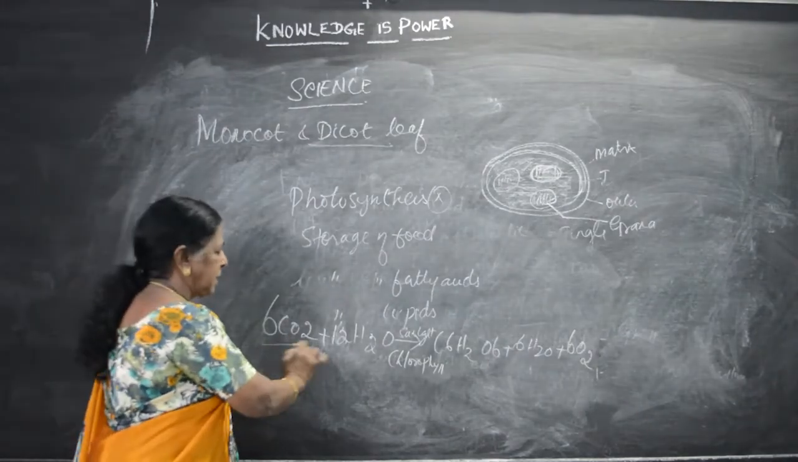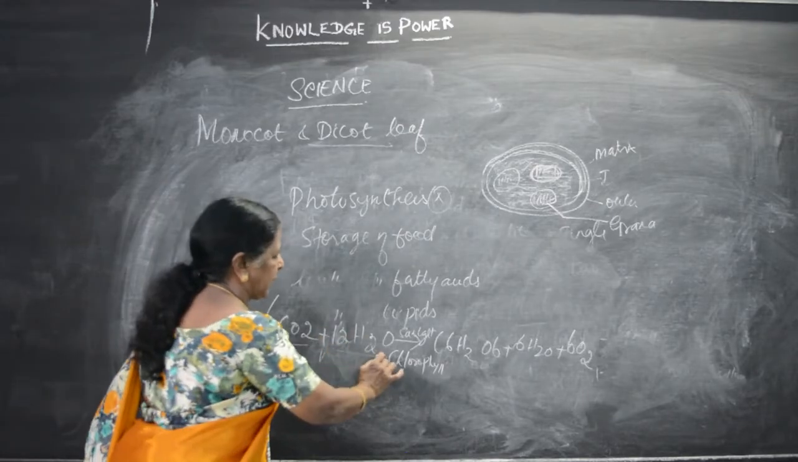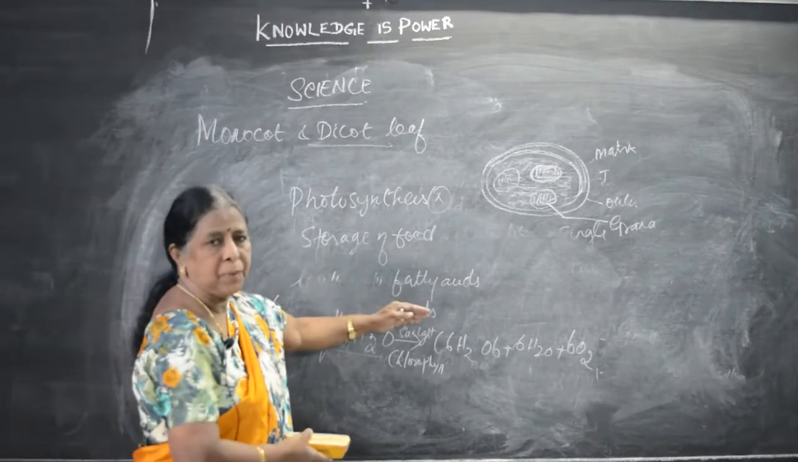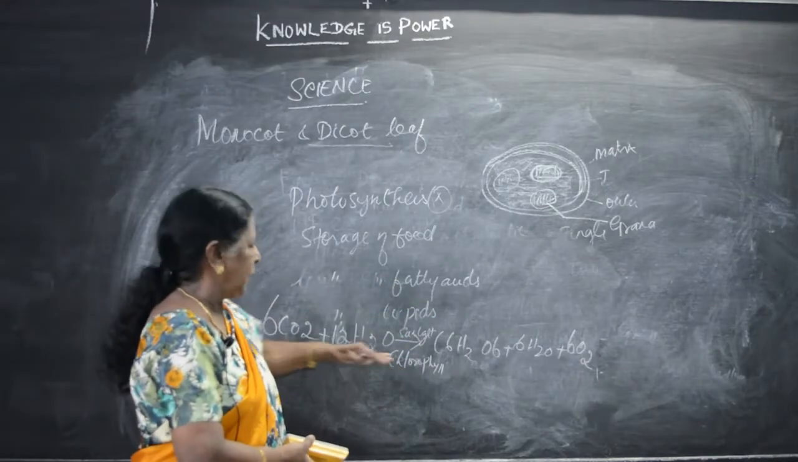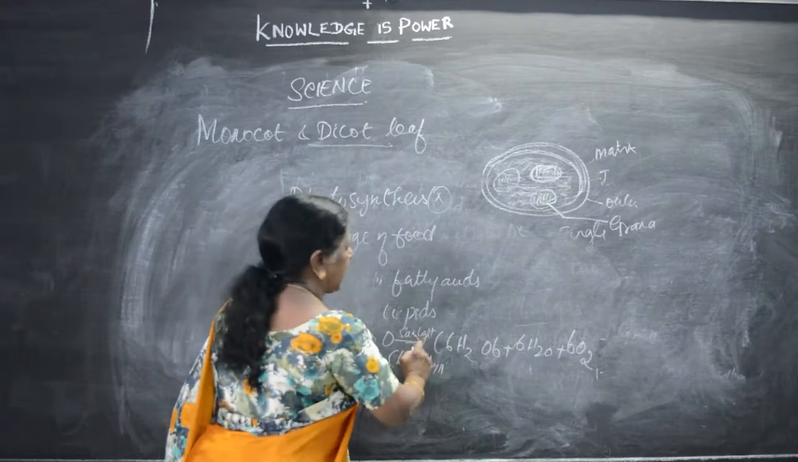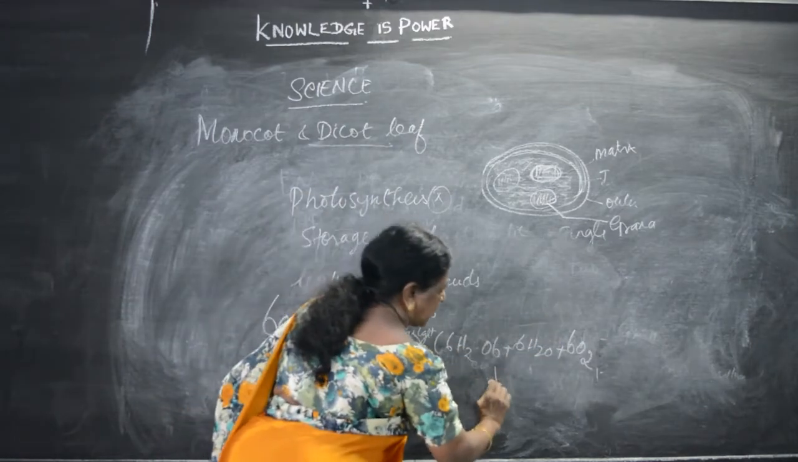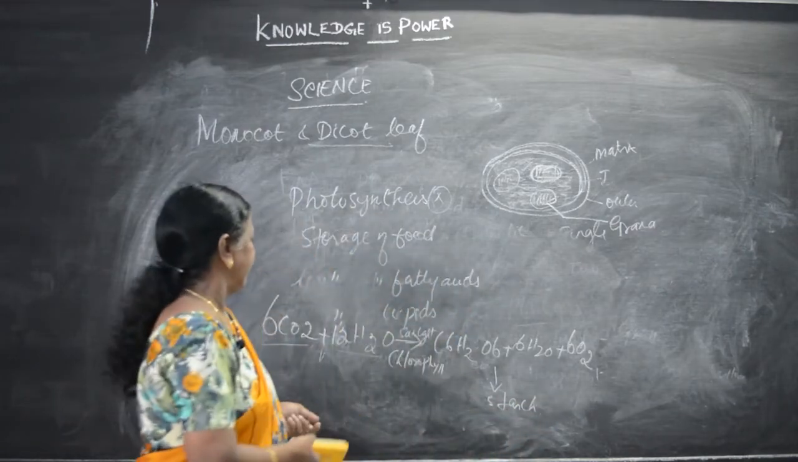That is carbon dioxide present in the atmosphere, 6 CO2, plus 12 H2O, that is 12 molecules of water. They both combine together by using sunlight from the atmosphere as well as chlorophyll from the plants. They are all joined together in a reaction. Thus, they produce carbohydrates, water and oxygen. This carbohydrate is known as starch. This is the food of the plant.